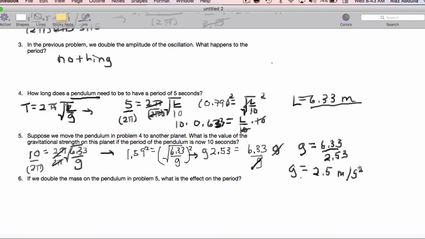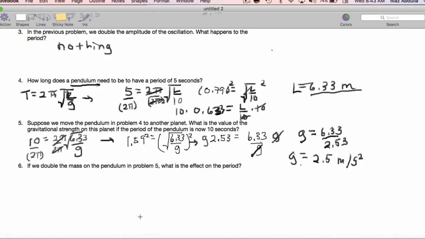If we double the mass on the pendulum, well, if you look at the pendulum formula, there's no m anywhere in the formula. So what that really means in real life is that nothing happens to the period if we change the mass.